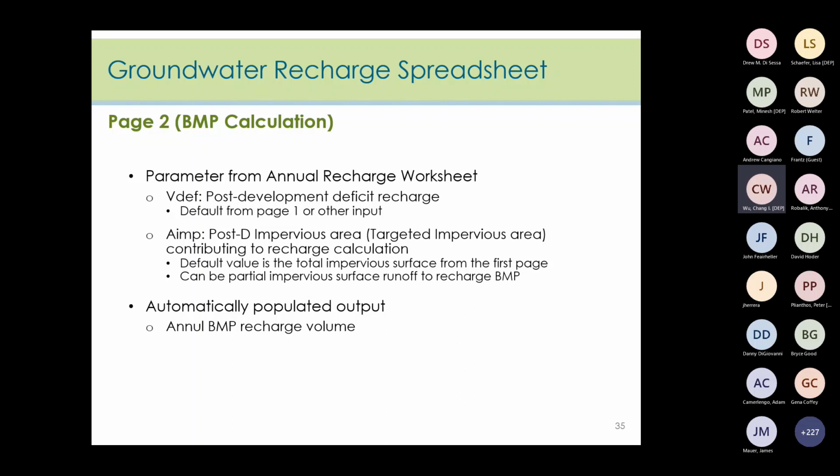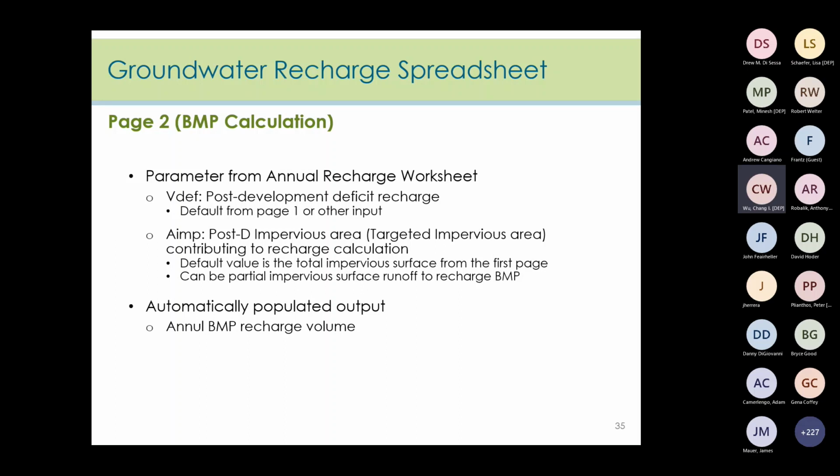And that second page also has a post-development deficit recharge. By default, it's the post-development annual recharge deficit from the first page. However, it can have a different value. For example, if you have 2 BMPs, each BMP will be responsible for a portion of the annual deficit from the first page. Then you will need 2 spreadsheets and split the annual recharge deficit between them and calculate the recharge provided by each BMP separately.